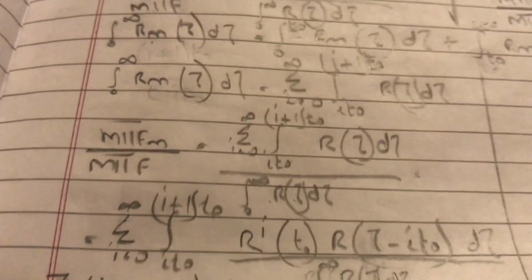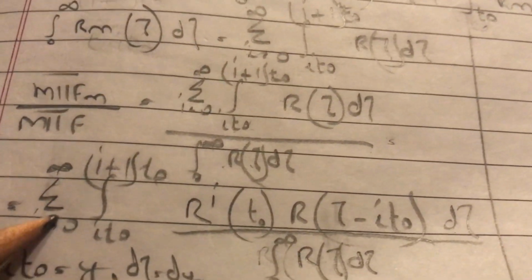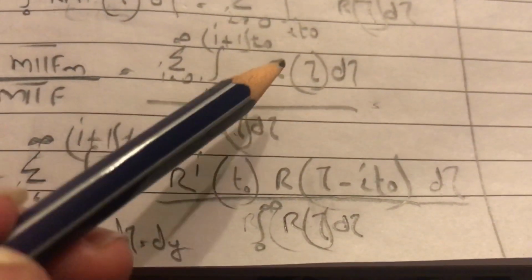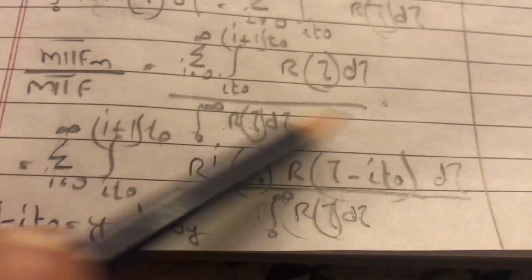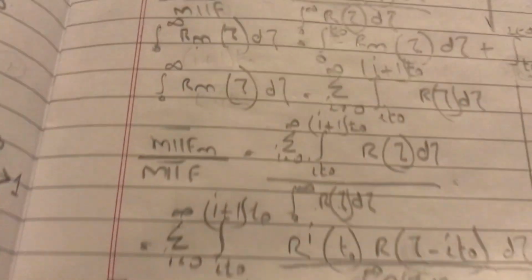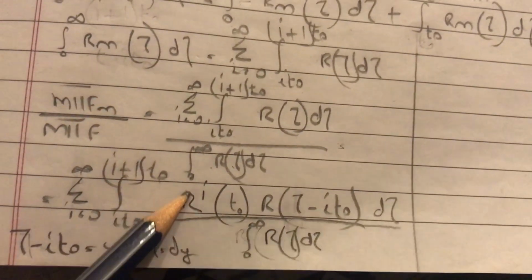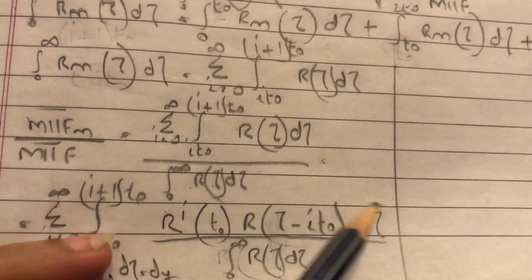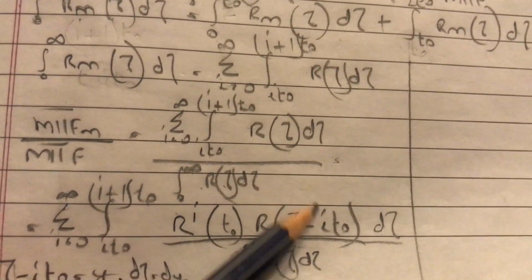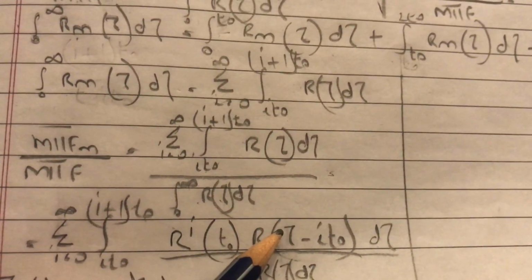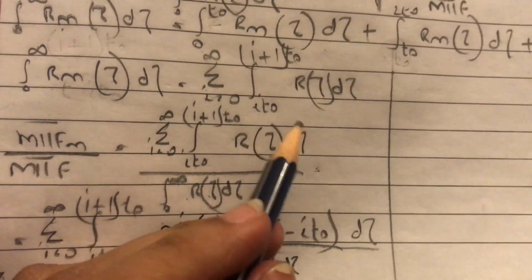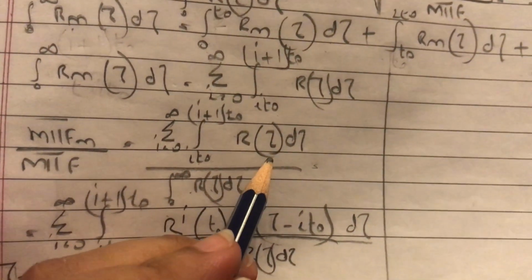Okay, now what's next? Now we'll be writing this R(tau) d tau. R(tau) in the form of this that we did before. So what is it? It is R^i(t0) R(tau minus i t0) d tau. And why have we kept this tau here? Why not the t? Because we are talking about tau.